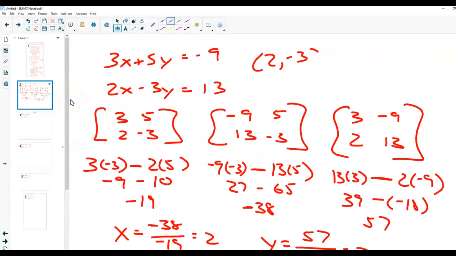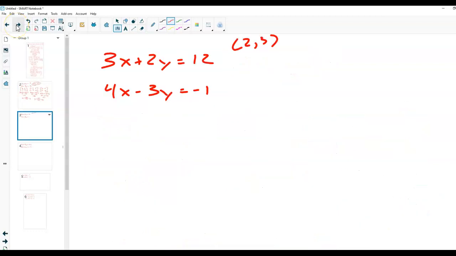My advice, plug it in. 3 times 2 is 6, 5 times negative 3 is negative 15. 6 and negative 15 is negative 9. 2 times 2 is 4, negative 3 times negative 3 is 9, 4 and 9 is 13. You should be able to check your work. You should be able to hand the test in and let me know whether you're right or you're wrong.